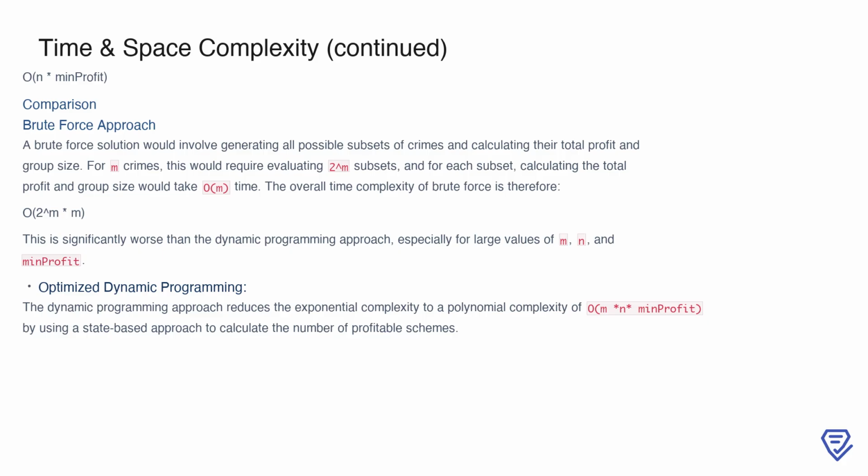Comparing this with a brute force approach, the difference in efficiency becomes clear. A brute force method would involve generating all possible subsets of crimes, which for m crimes means evaluating 2 to the power of m subsets. For each subset, calculating the total profit and group size would take O(m) time, resulting in an overall time complexity of O(2^m * m).